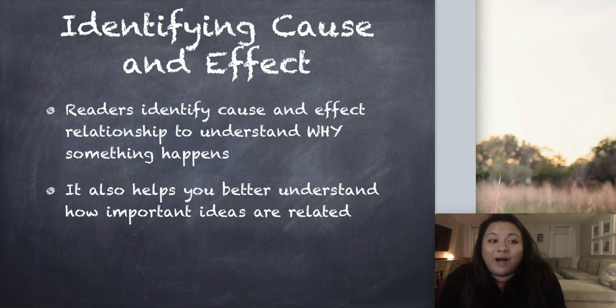First of all, why do we need to know about this? What does identifying cause and effect do for us? Well, when we identify cause and effect, readers identify cause and effect relationship to understand why something happens. That's very important, that why. We do it to understand why things happen. It also helps you better understand how important ideas are related.